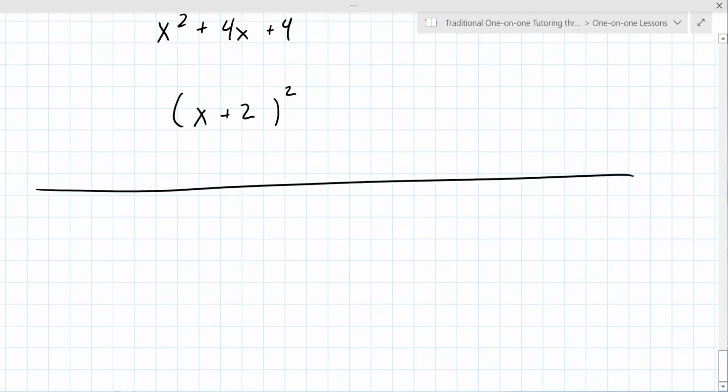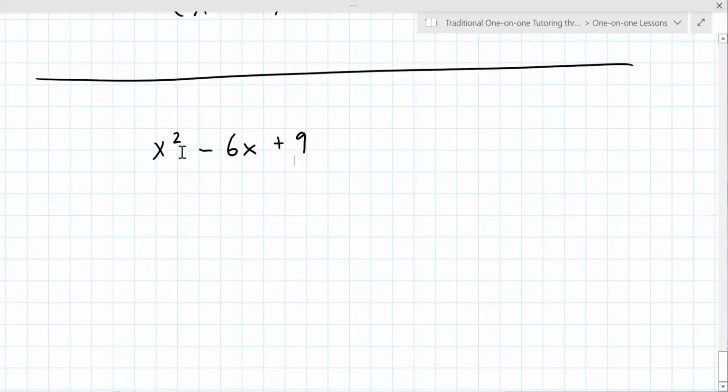There's another little wrinkle here. What if it's something like this, x squared minus 6x plus 9? If you see a negative, which you very reasonably could, it becomes x minus. So in parentheses, it's always the plus or negative on the left. Yes. Okay. And then what goes in parentheses here? 3. Yes.